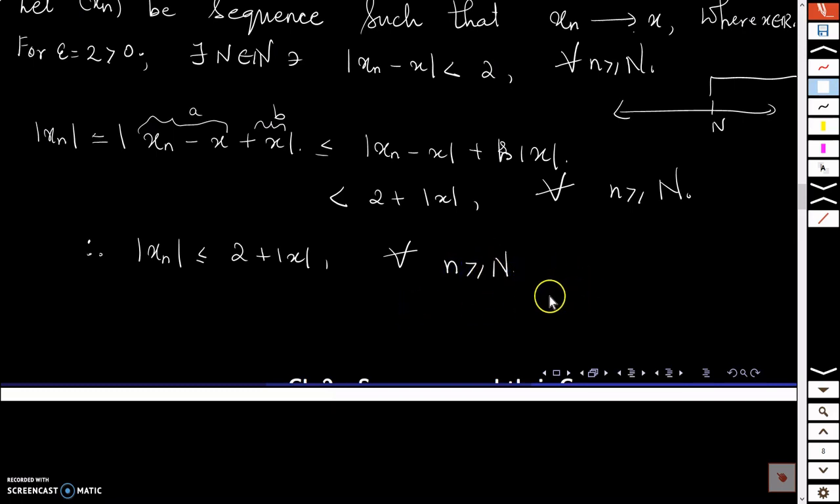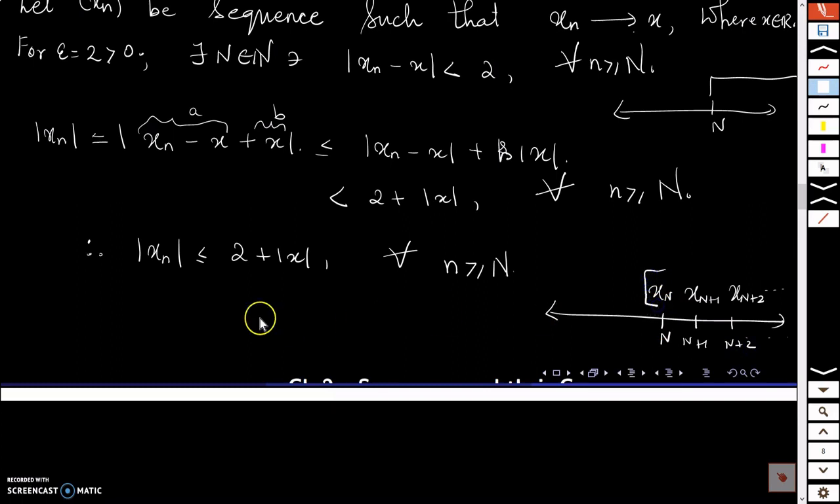So if I put it on the number line now, supposing I have the natural number N here, corresponding to this xN, then I will have xN plus 1, xN plus 2, and so on. So all these terms are there. What I know is after this xN, the absolute value of all the terms of the sequence is less than or equal to this number 2 plus |x|. 2 is a real number and x is also a real number, which is the limit. So 2 plus |x| is again a real number.